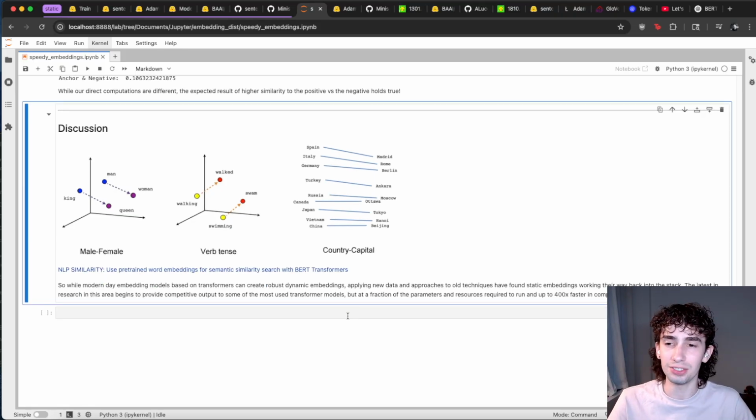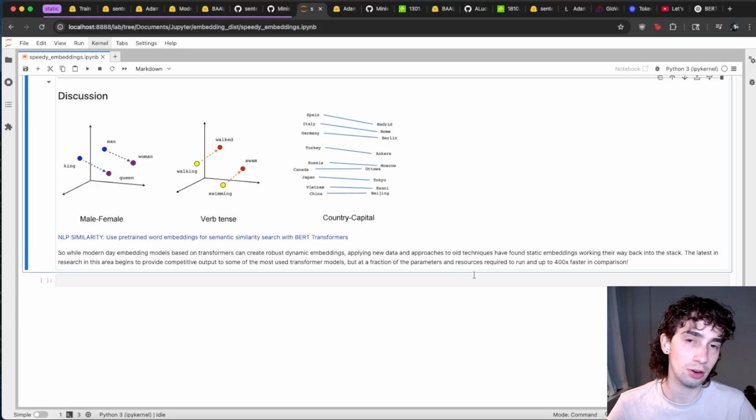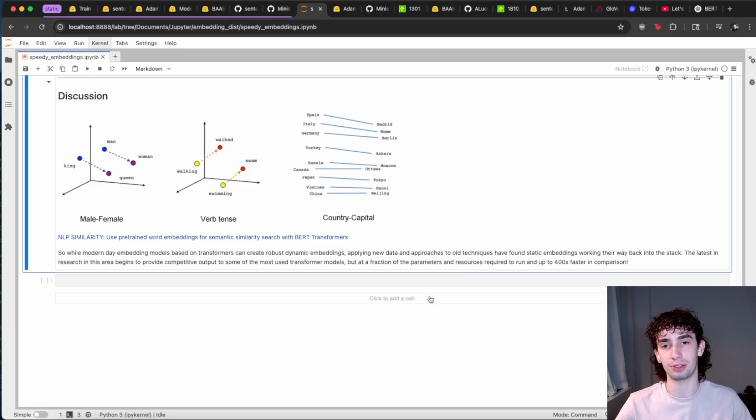In this, the latest research in this area begins to provide a competitive output to some of the most used transformer models, but at a fraction of the parameters and resources required to run, and up to 400 times faster in comparison. So it's a very compelling and interesting thing to keep your eye out on, or even do some experiments yourself with, if interested.